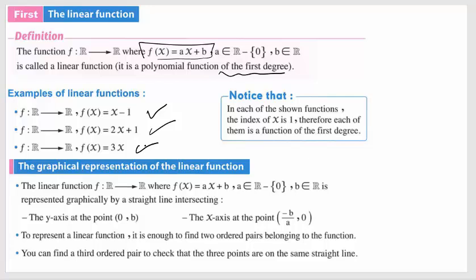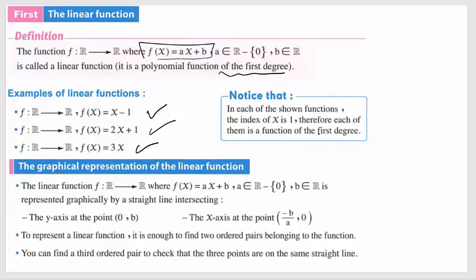As you see, the very important note, as we said, in each of the shown functions, the index of x is 1. This means that the power of x is only 1. So it's a first degree function. The most important point now is how to represent graphically the linear function. As you know, the linear function is represented graphically by a straight line. So how can you draw a line? To draw a line, all I need is only 2 points or more. So we can say that to draw a line, we need at least 2 points.